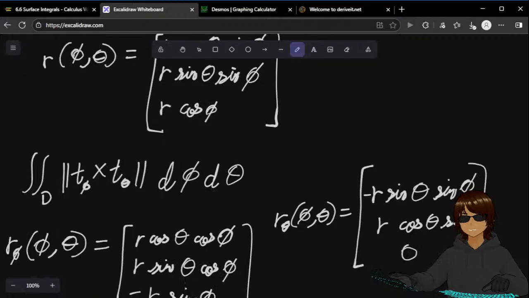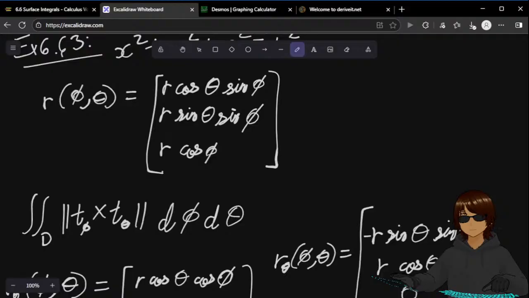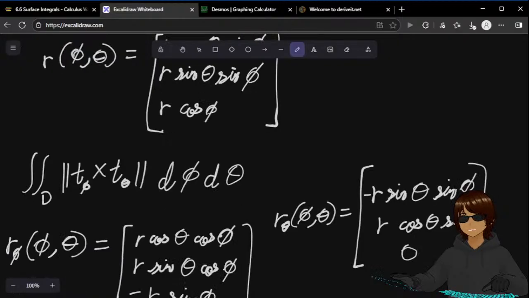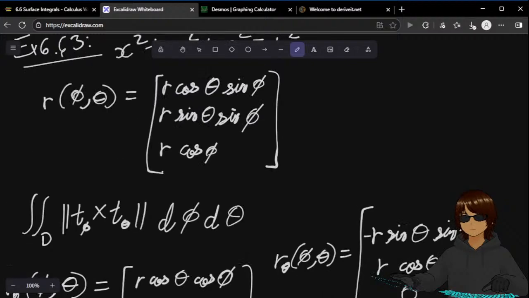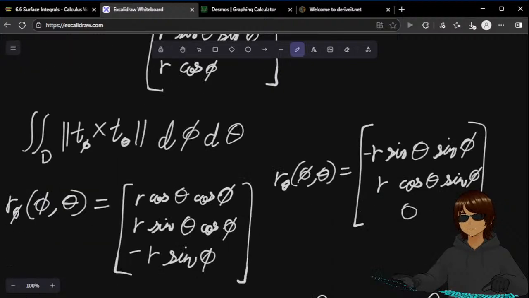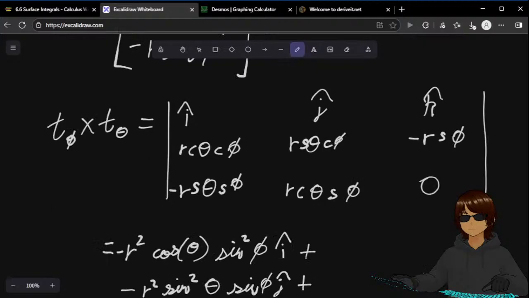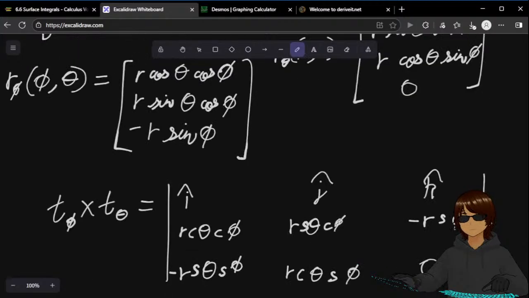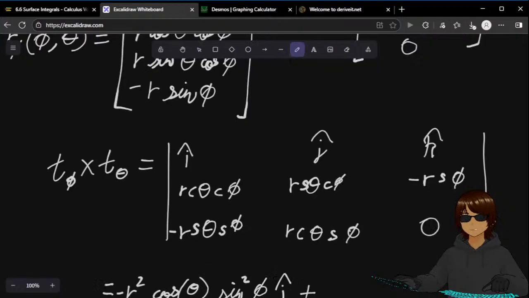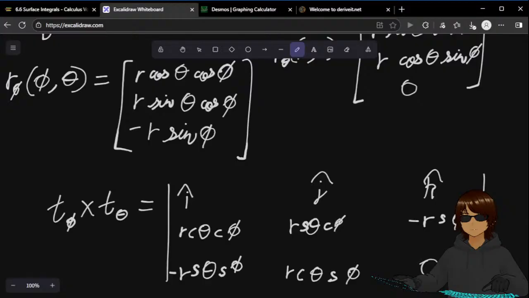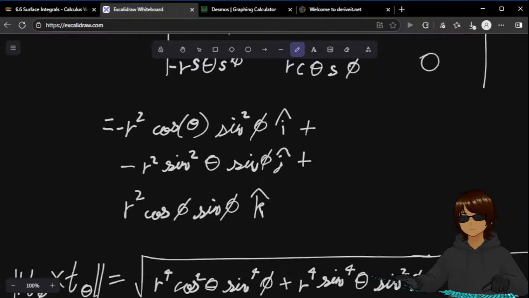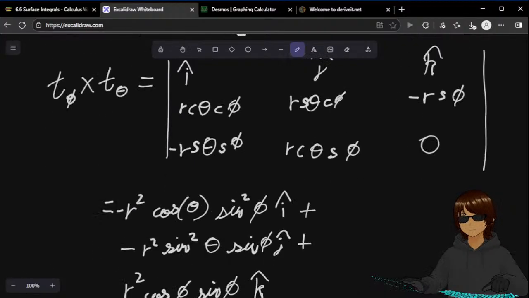With respect to phi, we have cos. Derivative of sine is cos. Sorry, derivative of sine is cos here. That's correct. Theta minus sine, cos, and 0. Cos, cos, sine, cos, sine, sine, sine, cos, sine, and 0.